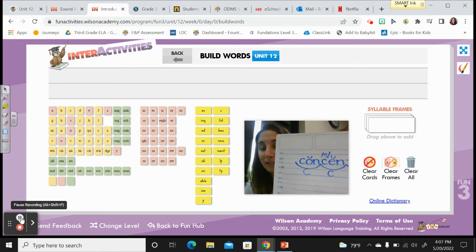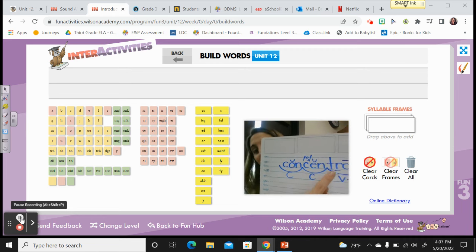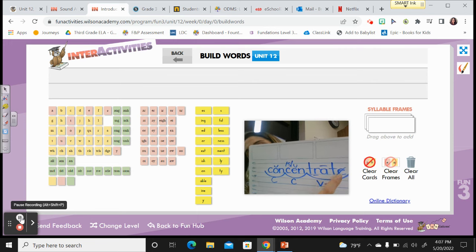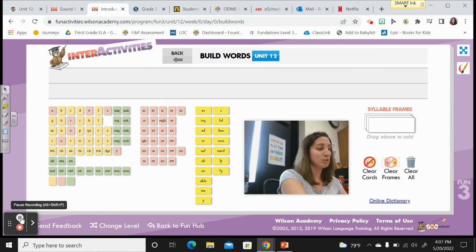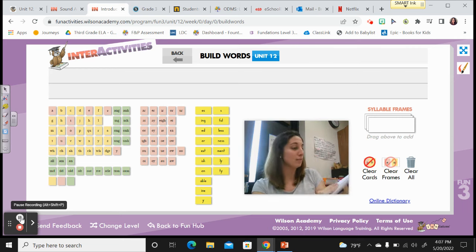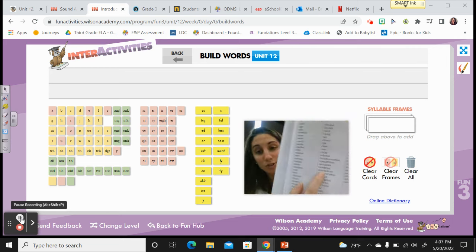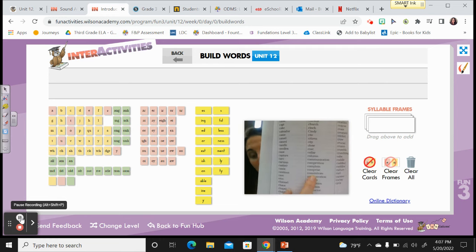And then trait. T-R, long A, T, silent E. That is a vowel-E syllable. Concentrate. Okay, let's concentrate and spell this all together. Ready? Concentrate. Told you the words are getting longer, but did you notice it was in your student notebook here on page 45? It's right here. Concentrate. So you could have used your tools to help you out.